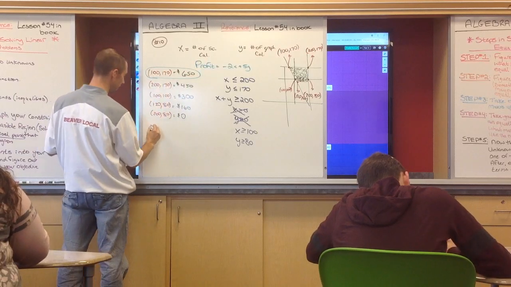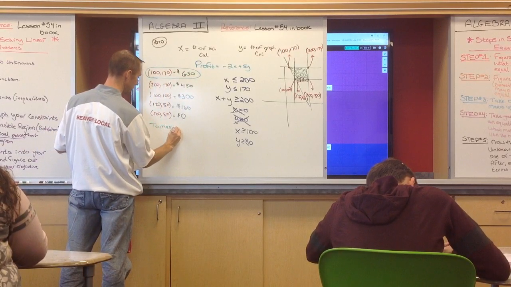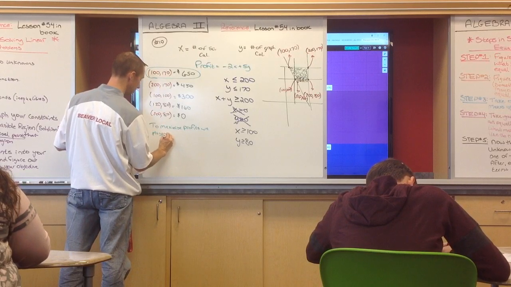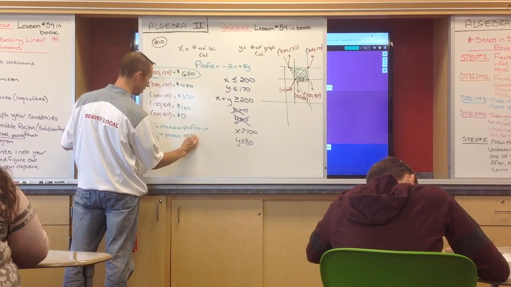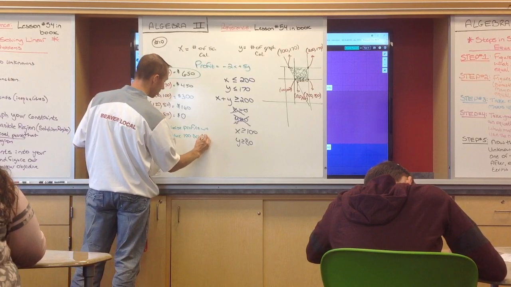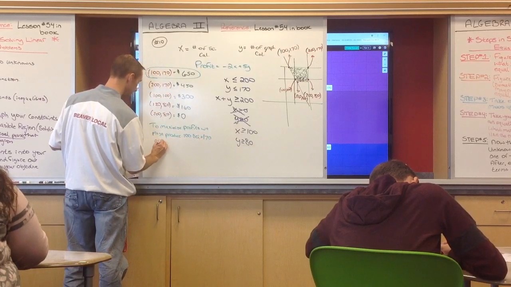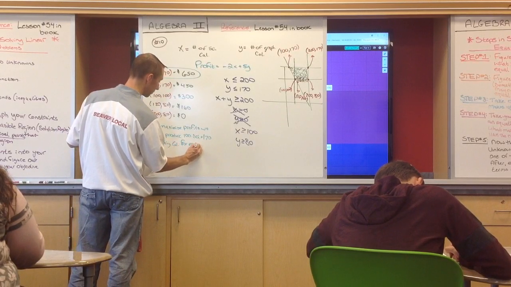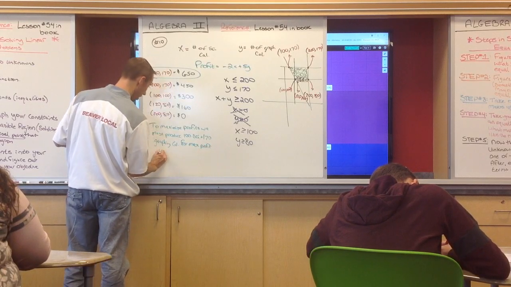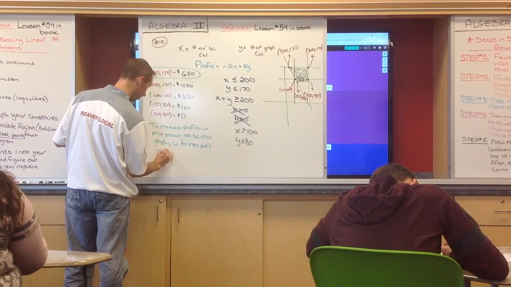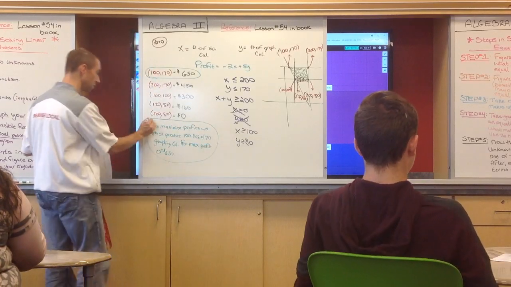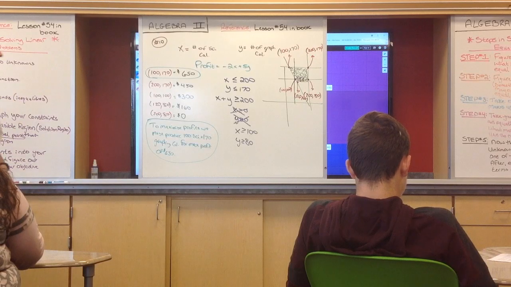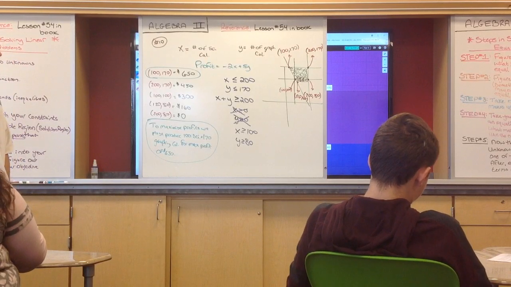Now, which one is the best option we have here? Right there. And we say to maximize profits, we must produce 100 scientific calculators and 170 graphing calculators for a max profit of $650. Okay? That's how you would do that one there. Any questions?